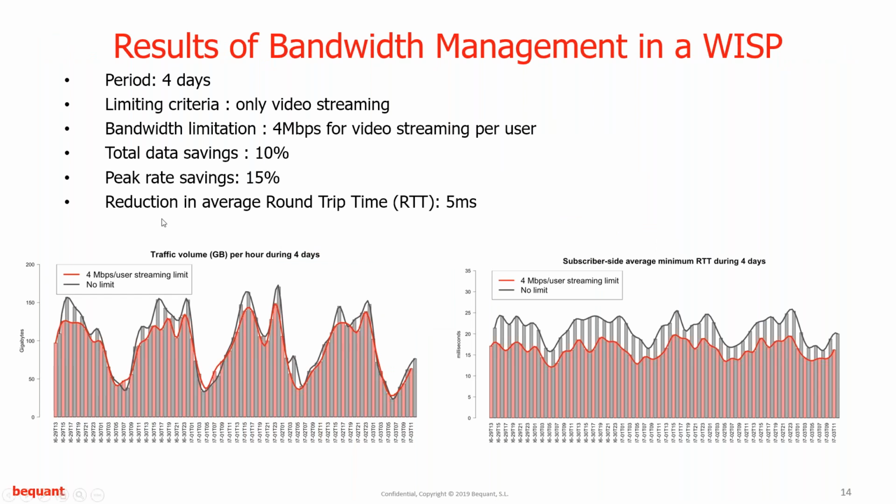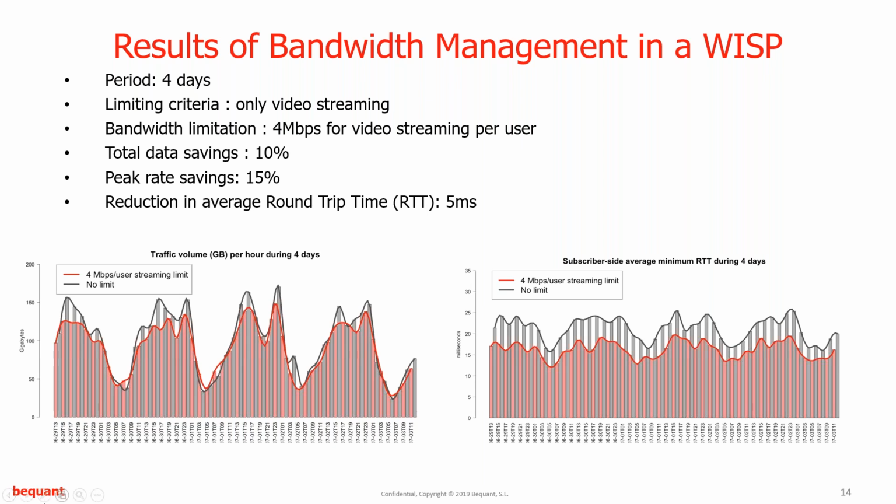For a period of 4 days, we limited only the video streaming, and the rest was not limited, to 4 megabits per second per user. Any video streaming would count for up to those 4 megabits per second, whatever it was. And we did this on even hours, and then in odd hours we didn't do any limitation. And we have here the results.